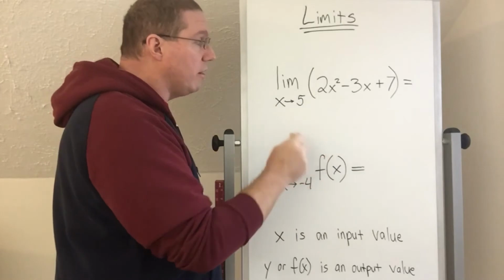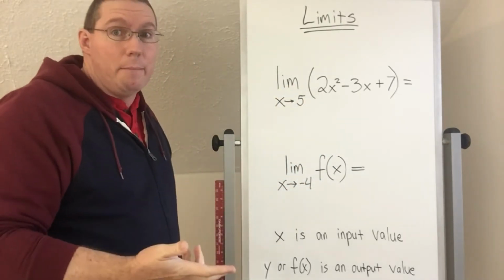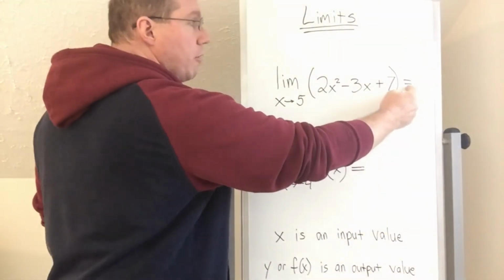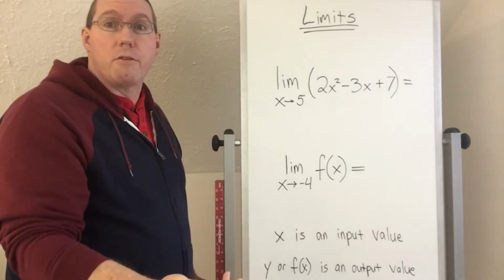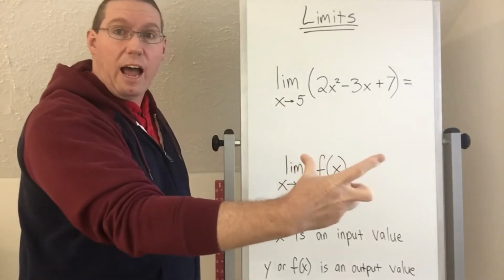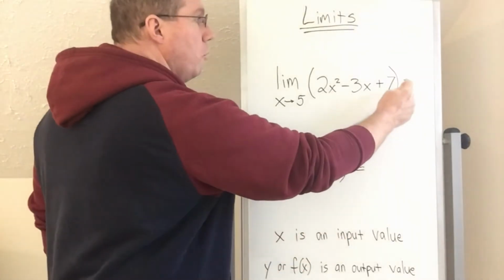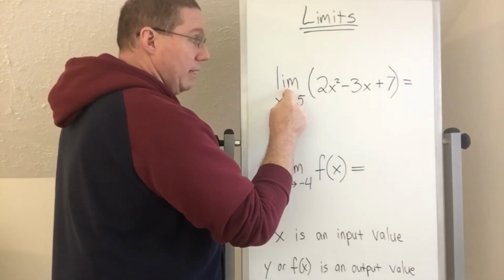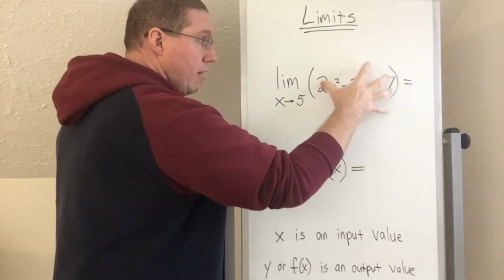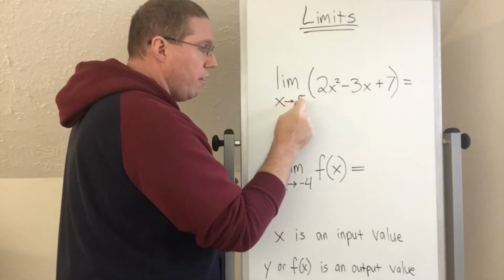And by the way, we know it's a limit problem because it has this little LIM. LIM stands for limit, or what is the limit, okay? So the equal sign over here is basically asking the question, what is, right? So if you see like 2 plus 5 equals, and a little line, it's saying, what is 2 plus 5, right? Okay, so it's asking, what is the limit of 2x squared minus 3x plus 7 as x approaches 5.